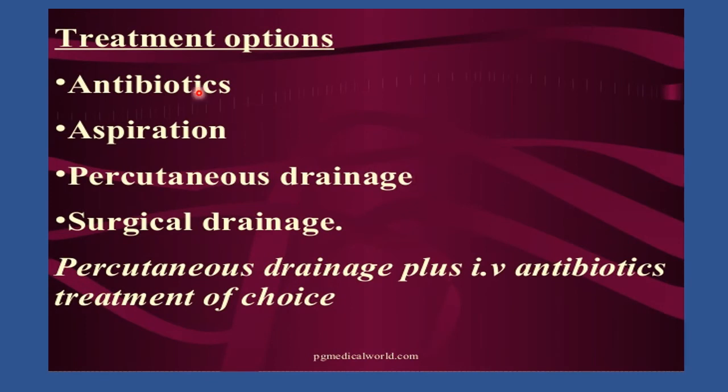A summary of the treatment options: antibiotics, aspiration, percutaneous drainage using an indwelling catheter like a pigtail catheter, and surgical drainage, either laparotomy or laparoscopy. Now I have to emphasize again, percutaneous drainage plus IV antibiotics is the treatment of choice for all pyogenic liver abscesses.